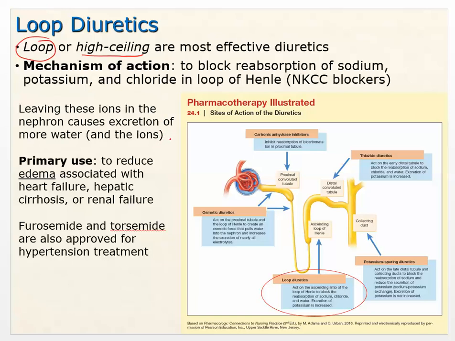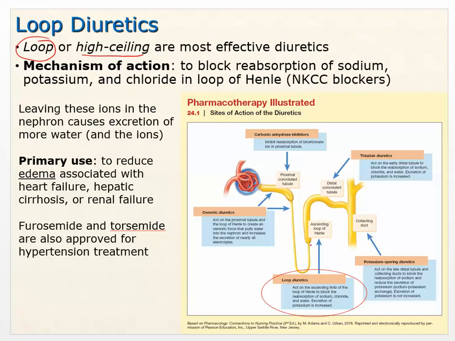Okay, so sometimes you don't necessarily want to take a sledgehammer to it. You want to be a little bit more mild. But these are the most effective. Mechanism of action: blocks the reabsorption of potassium chloride in the loop of Henle.